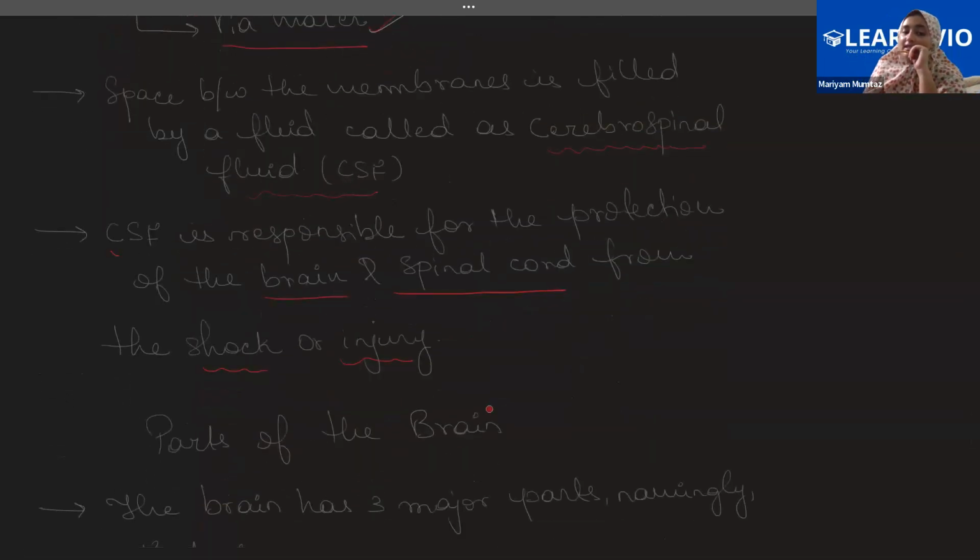Now, remember that this CSF, the cerebrospinal fluid, is responsible for the protection of the brain and the spinal cord from shock or injury. This is why whenever we jump, do a lot of exercise, or run, our brain does not displace to any other part, and it does not get damaged. To protect it and the spinal cord from any kind of injury, the cerebrospinal fluid is there, and also the meninges surround the brain so that no shock or injury can bother the brain. Any doubts up until now?